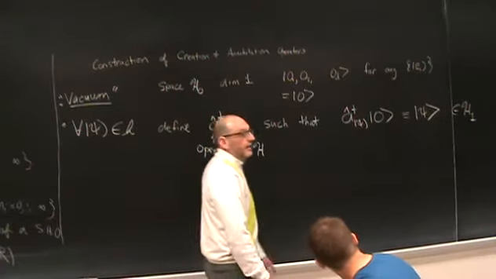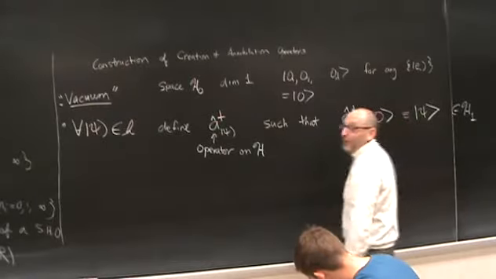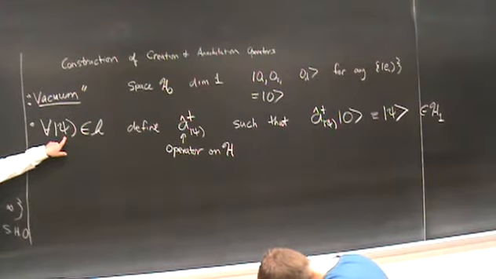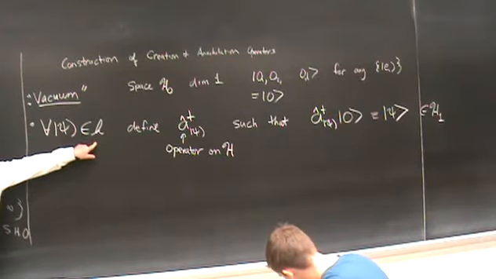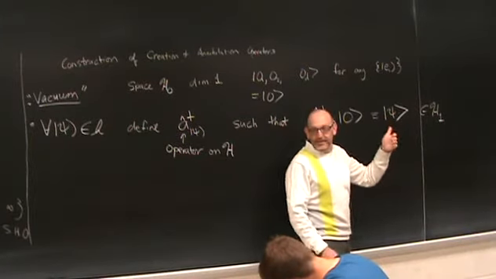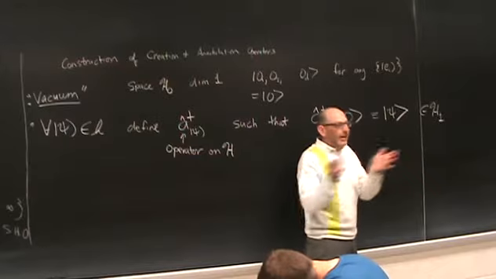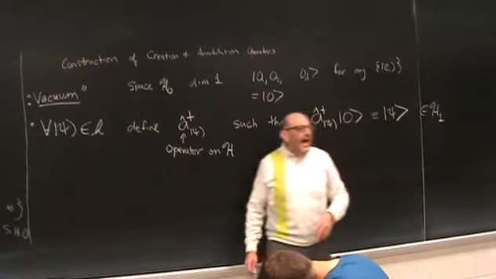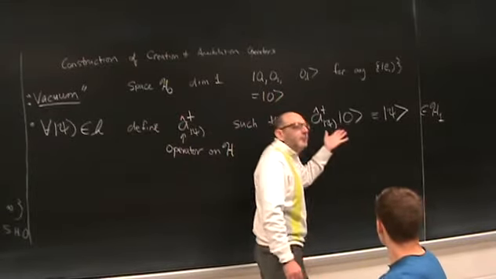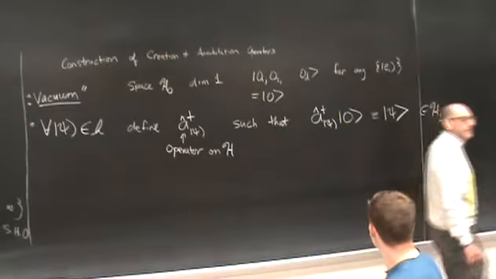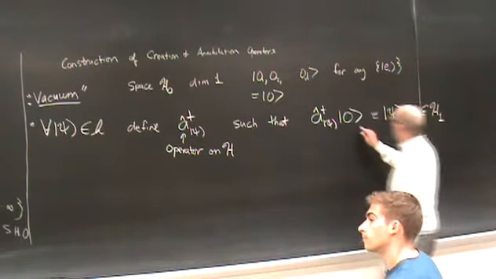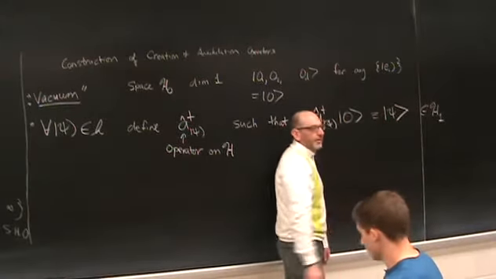There's a one-to-one correspondence between these round bracket states in my H and my angled bracket states associated with one particle. They're the same space, I'm just labeling them differently. What I'm saying is that there is some operator that maps the vacuum to that. That's what I'm defining a dagger as. A dagger maps the vacuum to the one particle state associated with that.